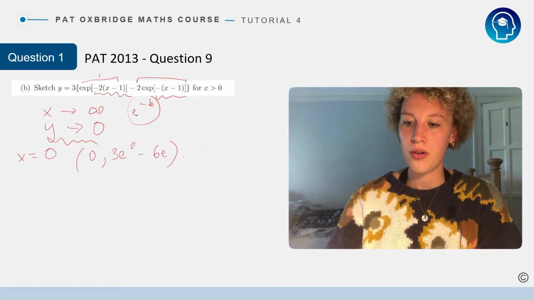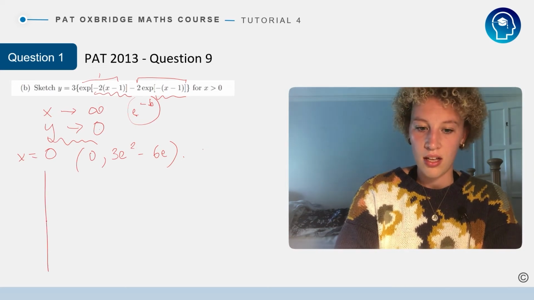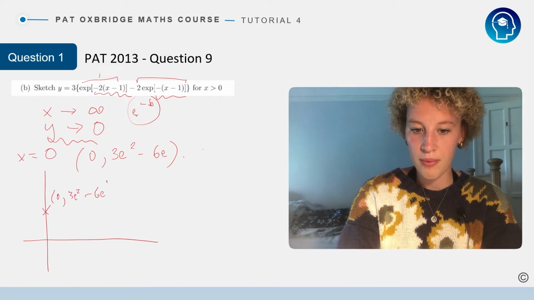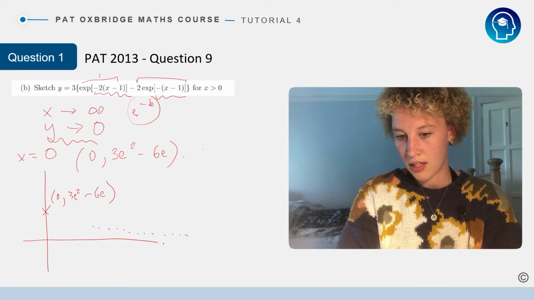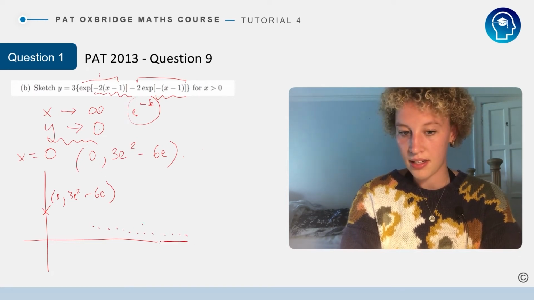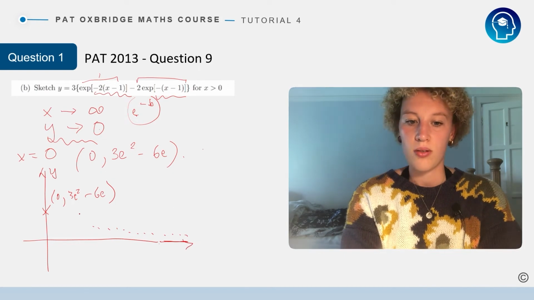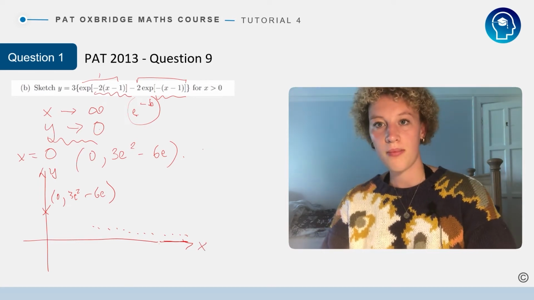So we now know that the graph is going to intercept here at 0, 3e squared minus 6e. And we know it's going to tend to infinity along the x-axis and tend to 0 along the y-axis. So we know how it starts, how it ends, but we're not so sure what happens in here. And this is where step 2 comes into play.